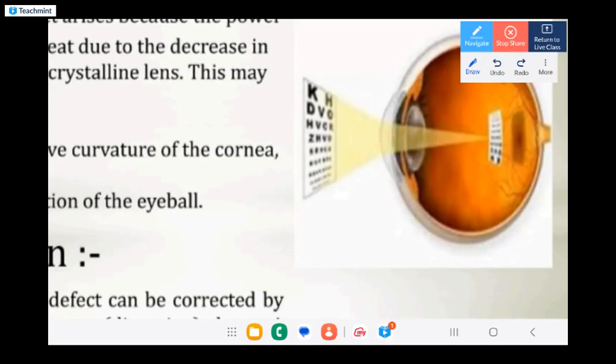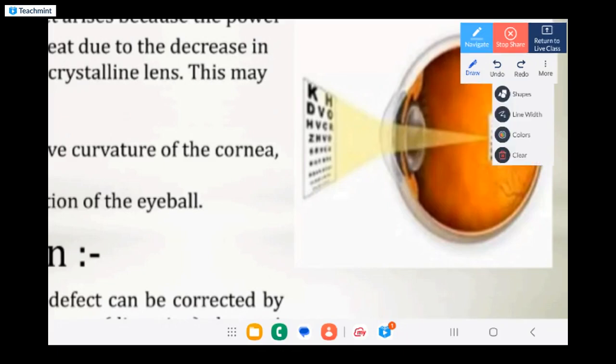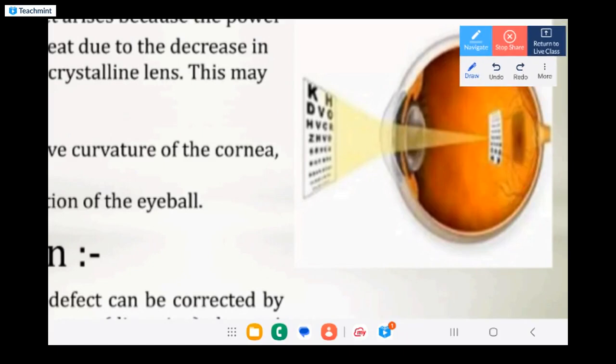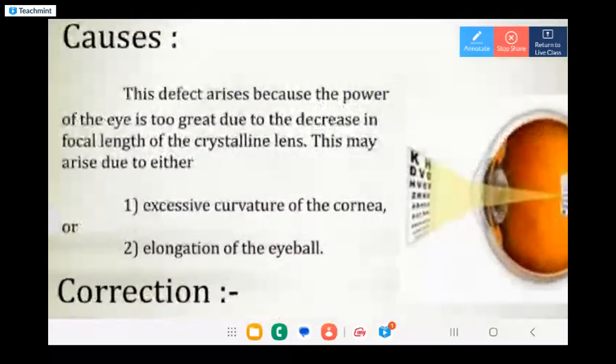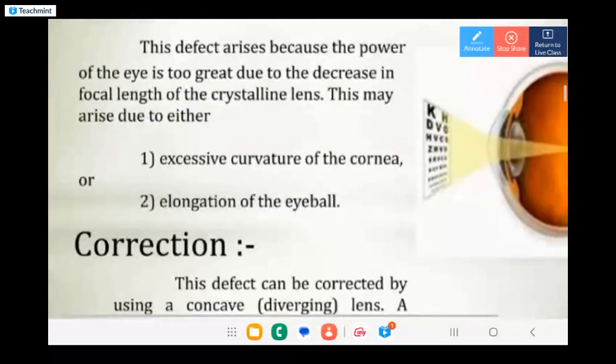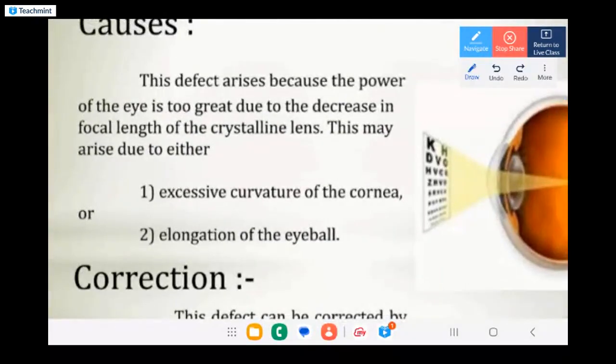So this is the eye structure of a myopic person. Where is the image formed? The image is formed in front of the retina. Here is the retina portion, and in front of it is the view. We'll just quickly read the causes, but that's not really asked. We can come to the correction part, but let's read out the cause.